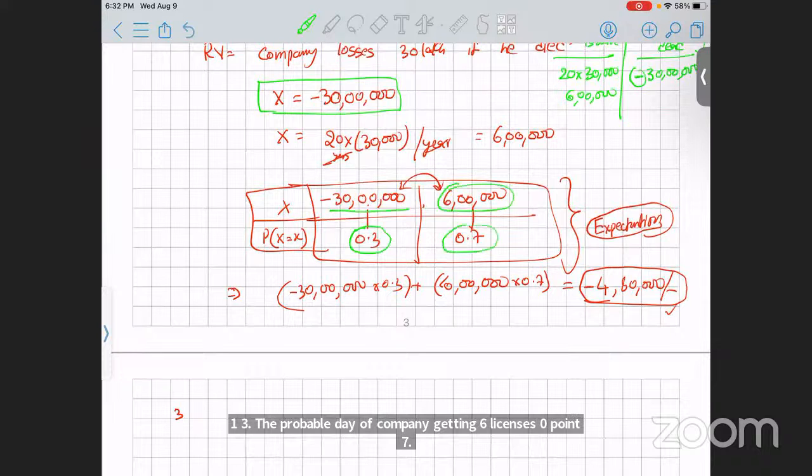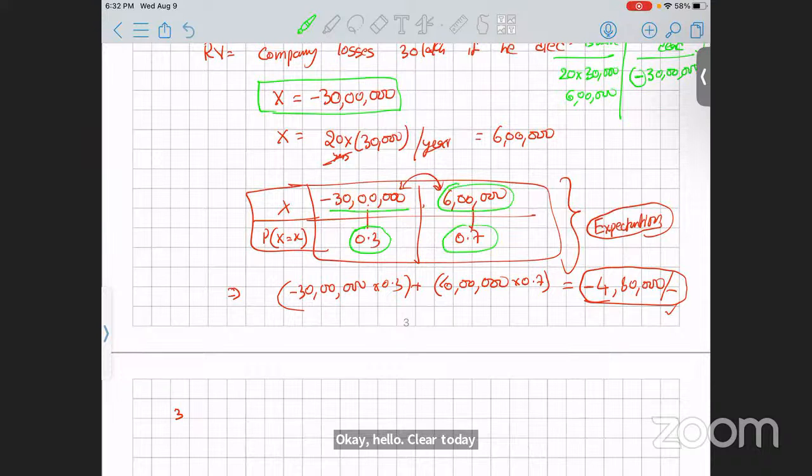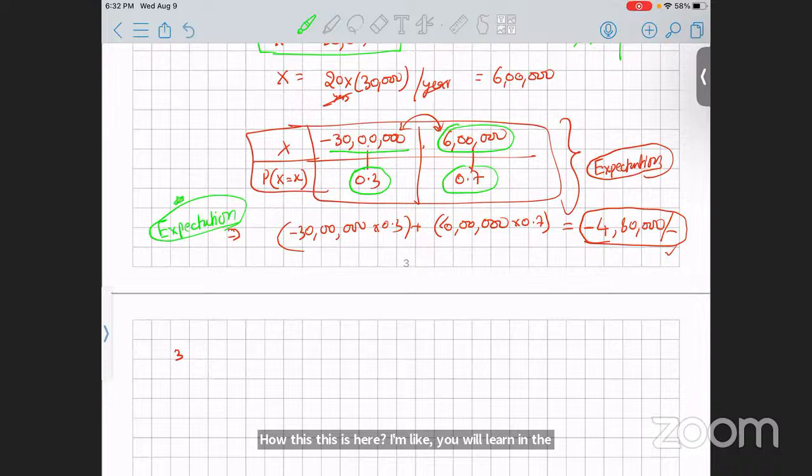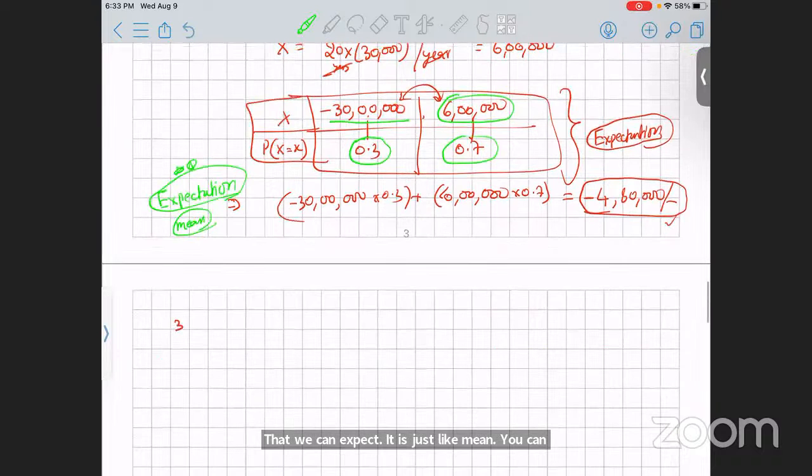Clear till now? Yes, sir. Now there is something known as expectation. You will learn it in the next week. This expectation will help us to know how much profit we can expect. It is just like the mean. You can consider it as the mean. So if you find the mean, you are getting around minus 4,80,000. That is a loss to the company.